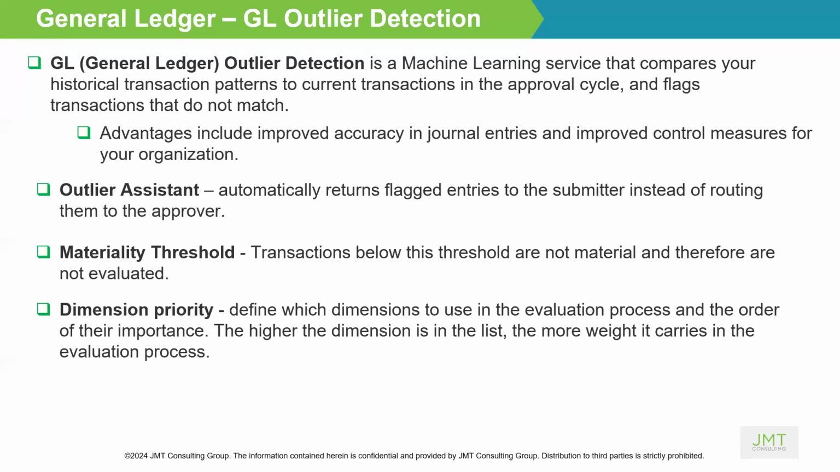There's a materiality threshold, so you can set a limit. So if an entry is under X dollars, it won't even run the detection. It will just push it right through. And then you can prioritize your dimensions. The higher on the list your dimensions, the more weight they carry in the evaluation.